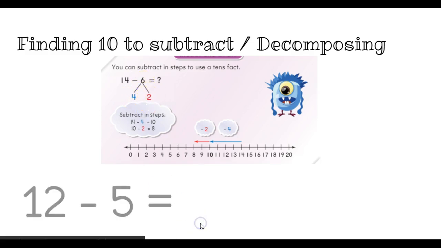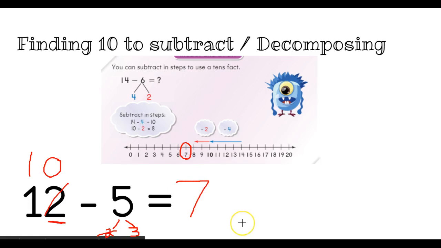So let's go back to our original problem, 12 minus 5. So in this case, I'm going to decompose my 5, right? And you can see it already. Taking away that 2 is going to make my 10. So I can scratch this off, and I can scratch that off, and I have 10. And now all I have to do is say 10 minus 1, 2, 3, and once again, there's my 7.